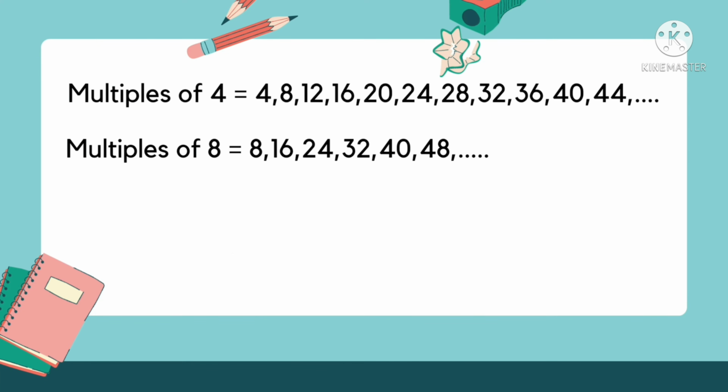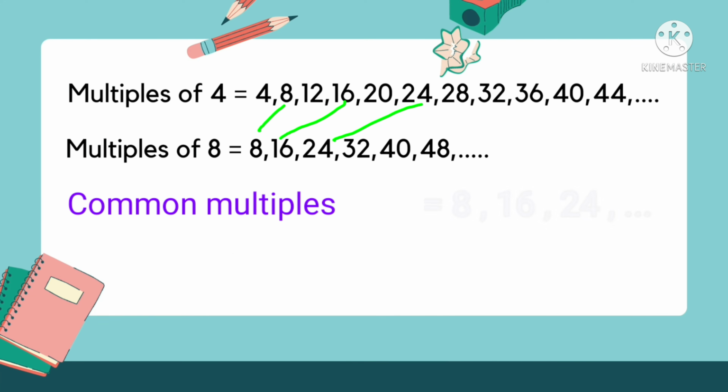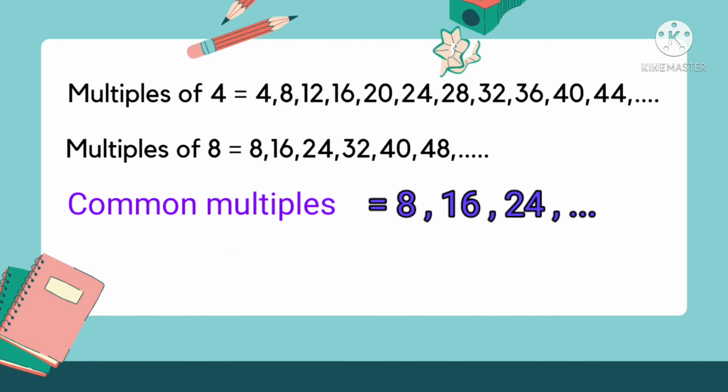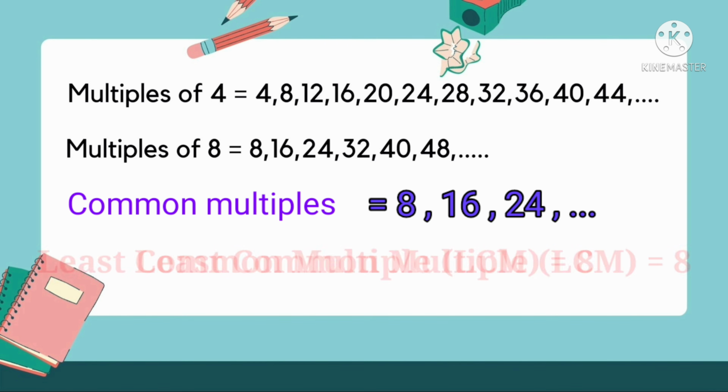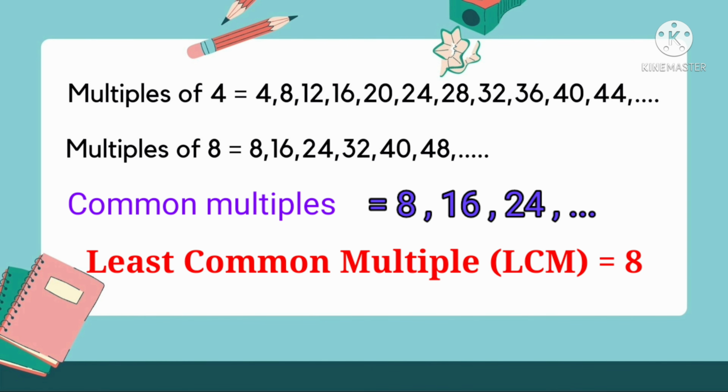Children, here are some multiples of 4 and 8. Do you find any common multiples in between them? Yes, 8, 16, 24 and a few more are there. And among these, 8 is the least multiple. So, 8 is called the least common multiple of 4 and 8.